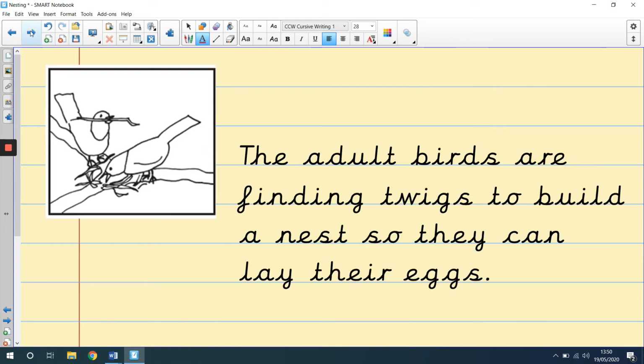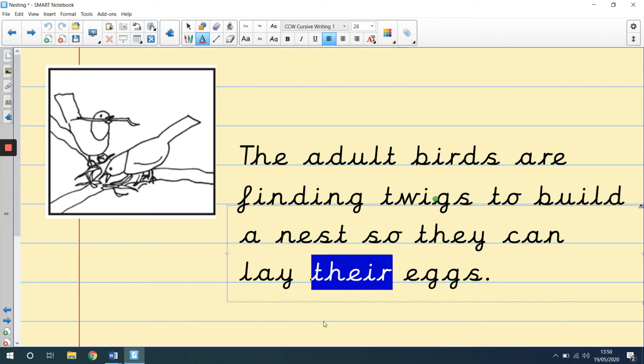So another 2 sentences. This picture, this is interesting because the nest isn't even there. The birds haven't built their nest yet. This is what I wrote. I wrote one sentence, but it's a little bit longer. I said, the adult birds are finding twigs to build a nest so they can lay their eggs. This word here, there, looks a bit different because we can spell there in different ways. But because the eggs belong to the birds, we spell there like this.